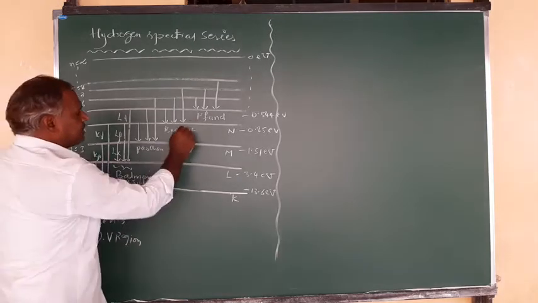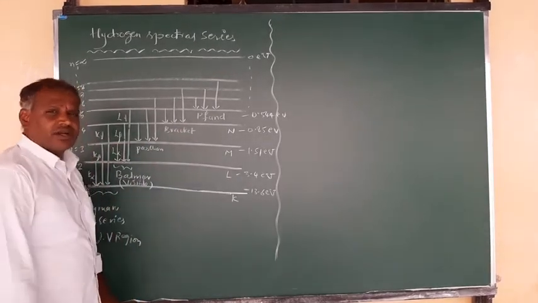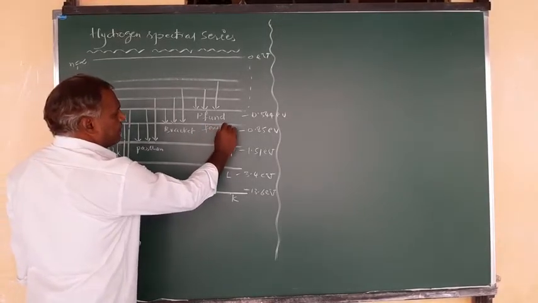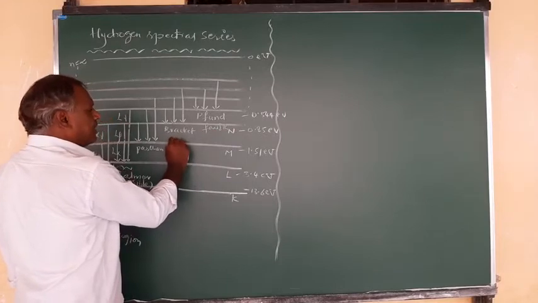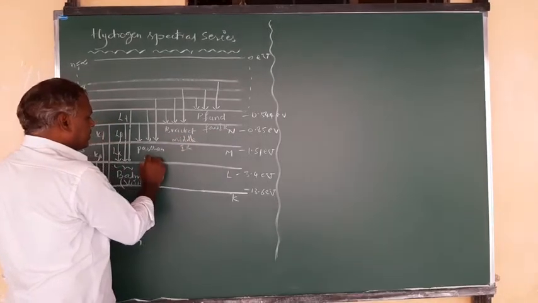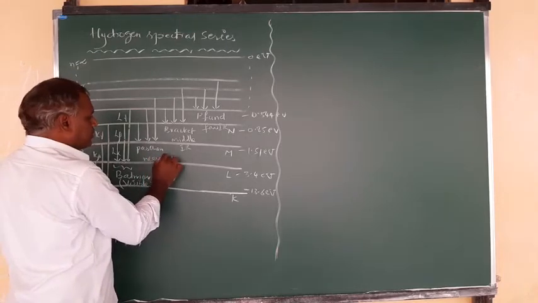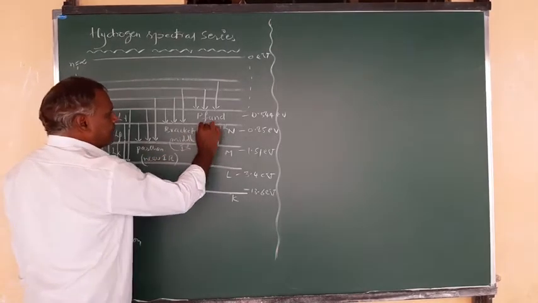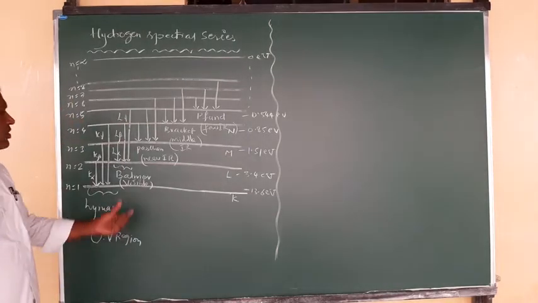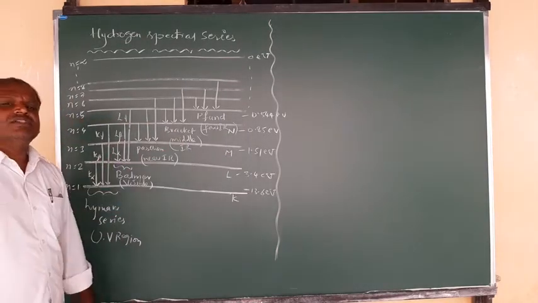All three come under IR, infrared radiation. This one can be called far IR, this is middle IR, and this one is near IR. These are radiations which are emitted during this observation, during these different series.